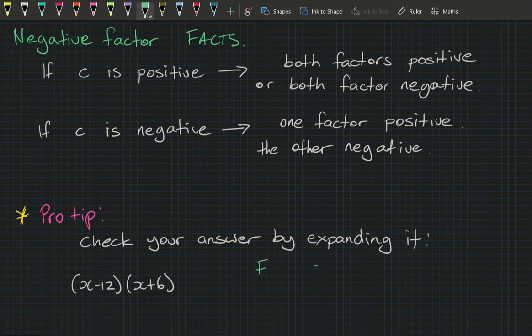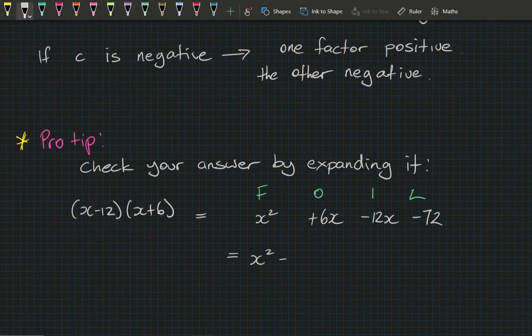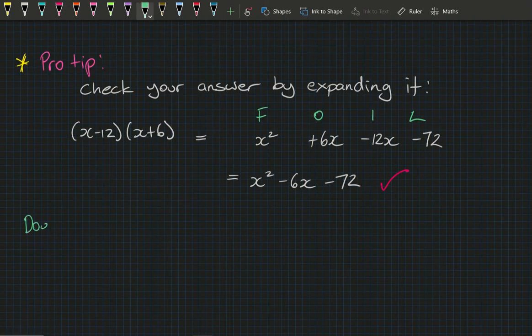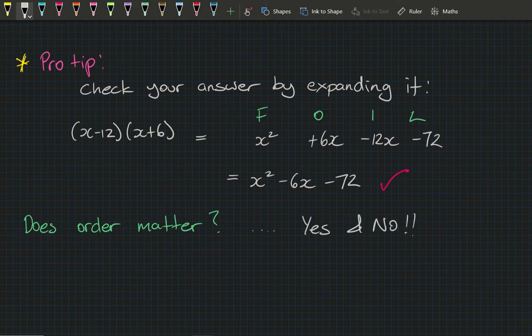And using FOIL, that's equal to x squared plus 6x minus 12x minus 72. And then by collecting like terms, we end up with x squared minus 6x minus 72, which is exactly what we started with. Now, one question you might ask is, does order matter? Well, yes and no. And that depends on what sort of order we're talking about.